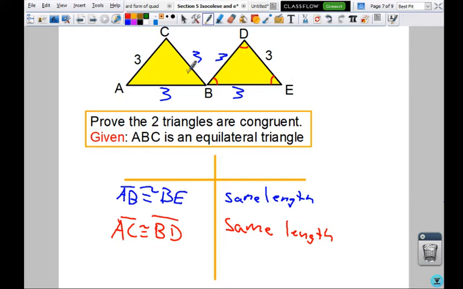And then our last one, Carissa, what's our last part? Wait, I have a question. B and D. Yes, Chloe. Since the outsides are the same, does that mean the angles are the same too? Yes.